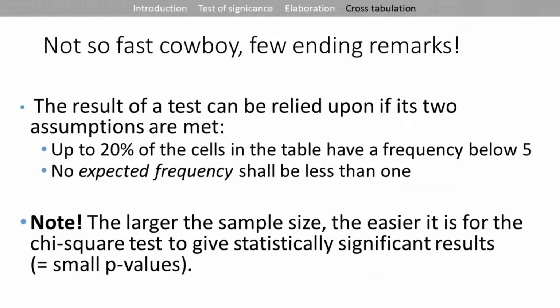Okay, don't go away yet. We have a few ending remarks here. What I have to say about the cross tabulation is that the result of a test can be relied upon if two assumptions are met. Up to 20% of the cells may have a frequency below 5 people, and the expected frequency shall not be less than 1. So you need a certain amount of people to make these calculations work.